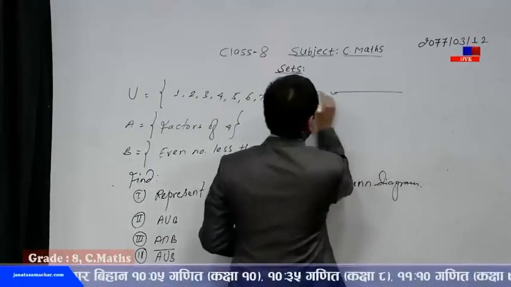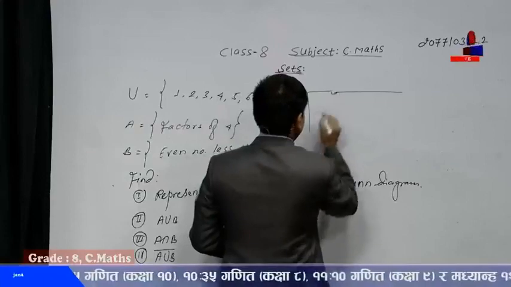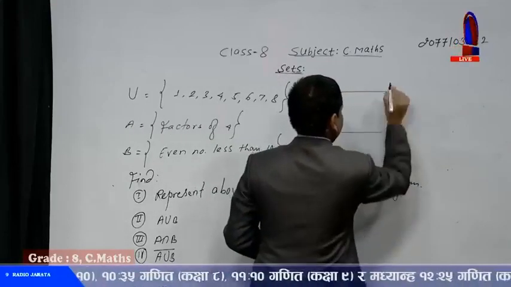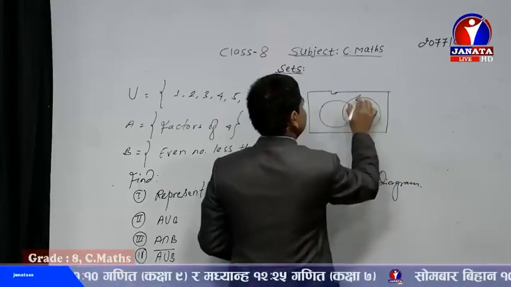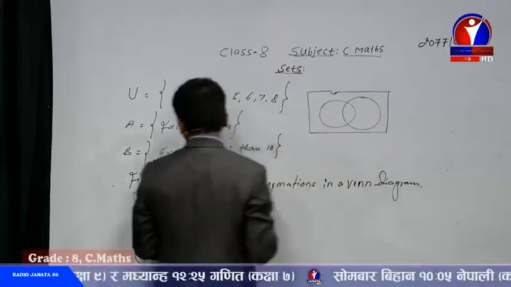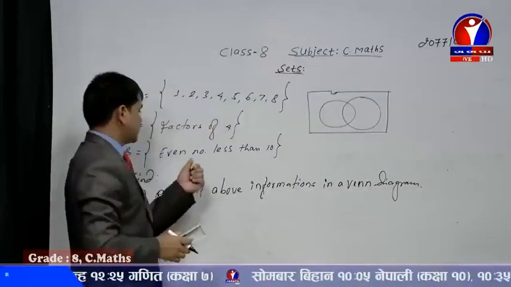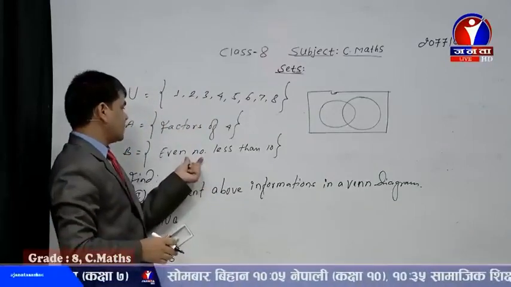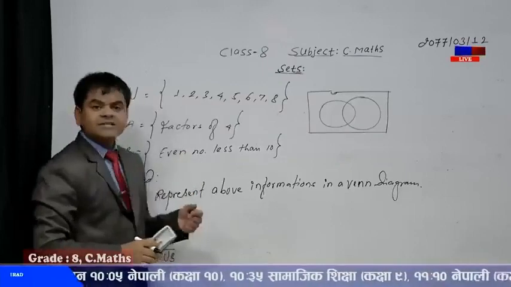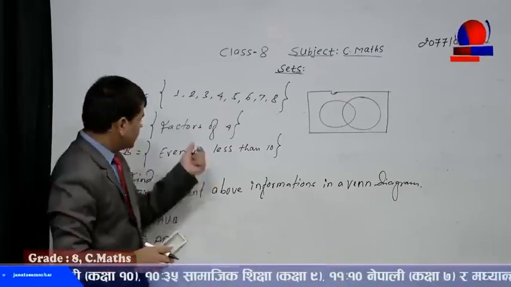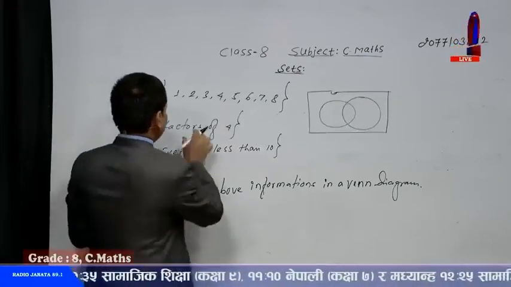What happens? There are two sets. That's why there will be only two circles intersecting each other, because it's not a disjoint set, because factors of 4 and even numbers less than 10 refer to some elements contained in both sets. What do you mean by factors of 4?